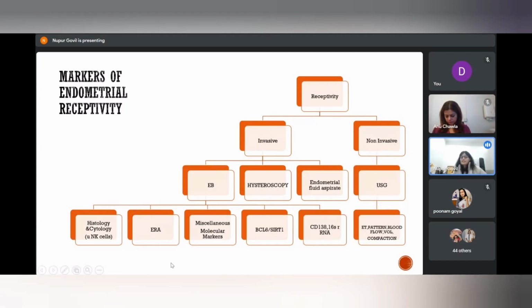In endometrial biopsy, we can test for several markers. ERA is the very prominent one. We'll talk about the current evidence regarding the use of ERA. Then there are other tests we will discuss: histology and cytology, uterine NK cells, molecular markers BCL6 and SIRT1. Then there are inflammatory markers like CD138 and a 60S ribosomal RNA marker.